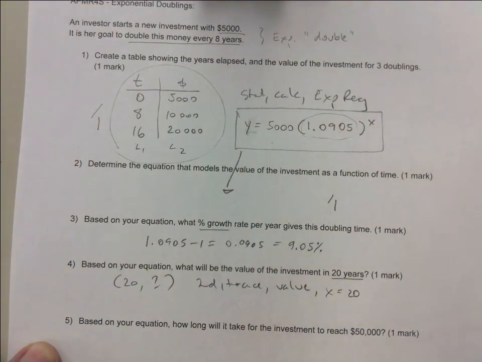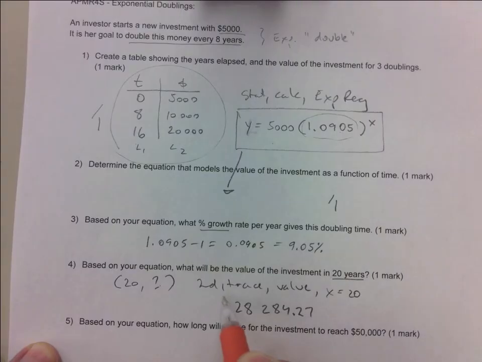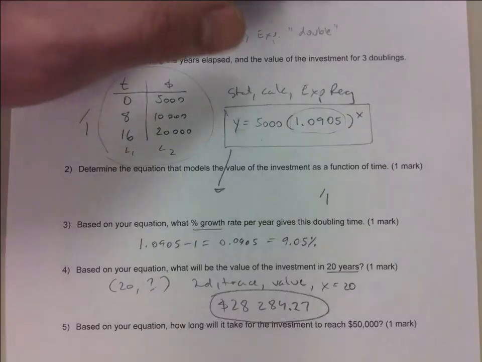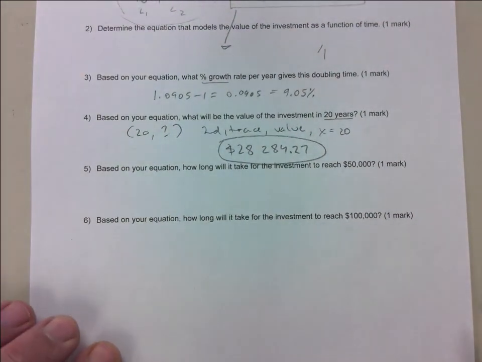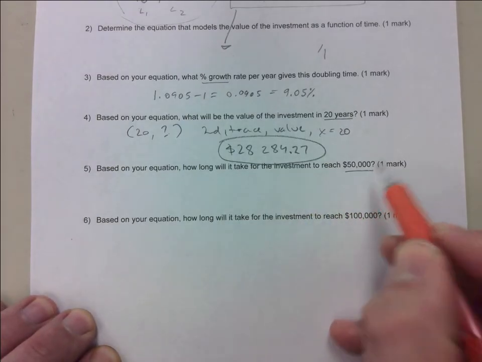28,284.27. Okay, so 28,284.27. It's money, so you have to have a dollar sign and you have to have 2 decimals, right? Oops. Let's see that. Based on your equation, how long will it take for the investment to reach 50,000?